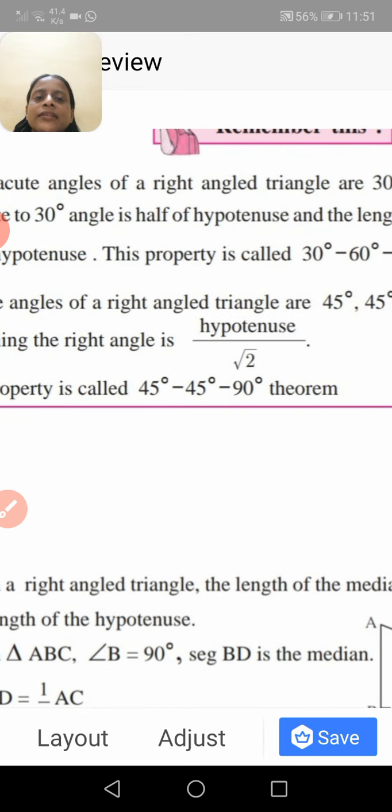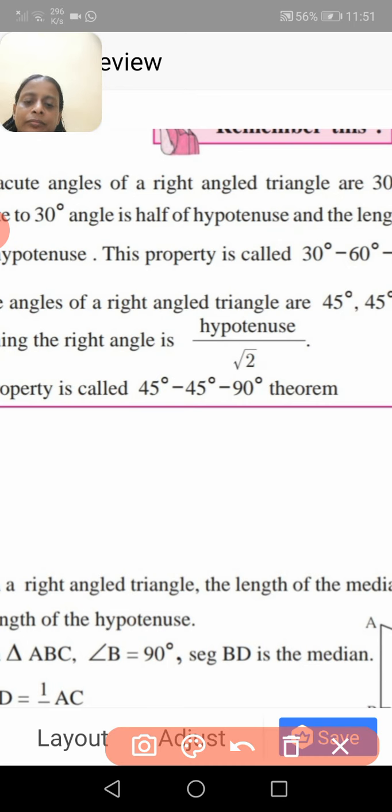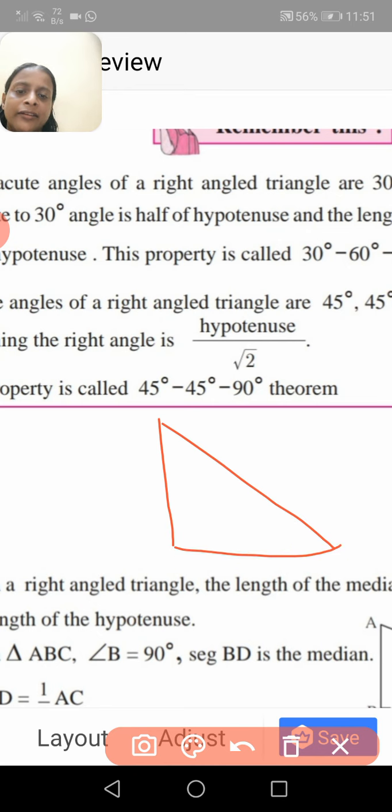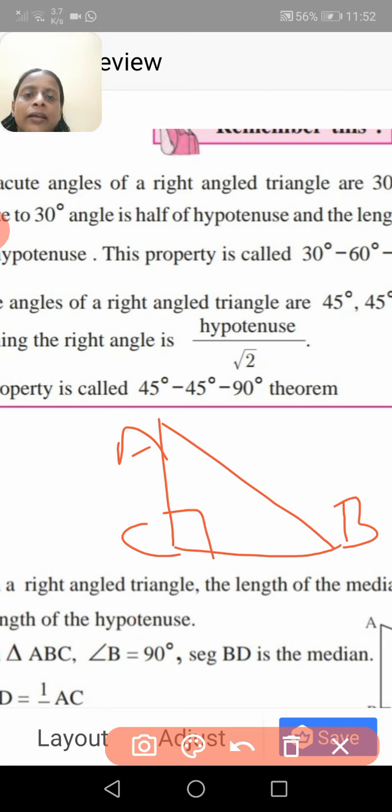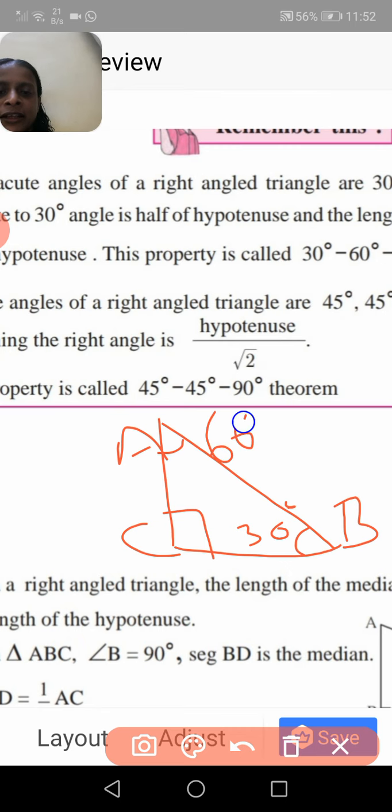What are 30, 60, 90 angle theorem? Let's consider here. Let's observe the figure. In this triangle ABC, which is right angled at C, if I am marking angle B as 30 degree, what will be angle A? Angle A will be 90 minus 30, that is 60 degree. The angle A will be of 60 degree.